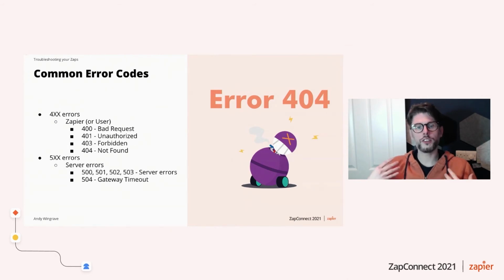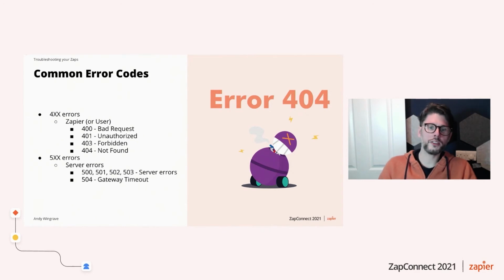400 tells us that we've sent a bad request. This could be, for example, where you've sent through a text in a drop-down field, or you sent through a Boolean value in a date field. It basically tells us that the app that we're sending the data to doesn't understand our request.